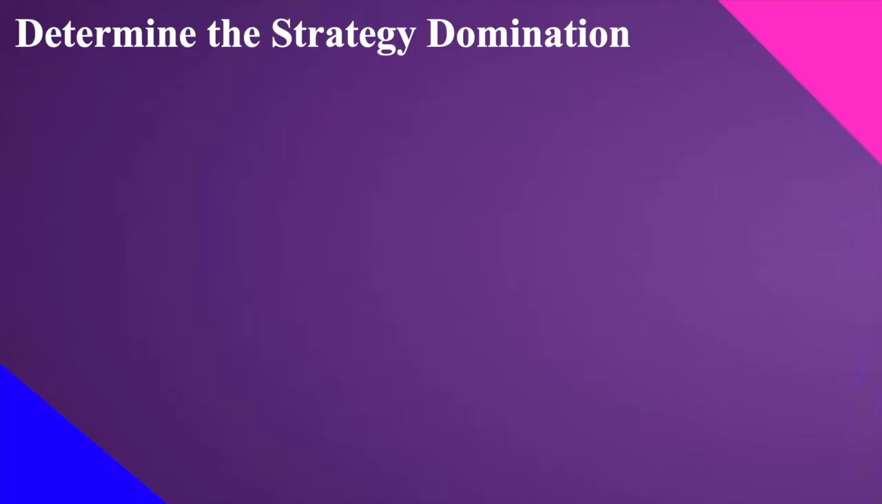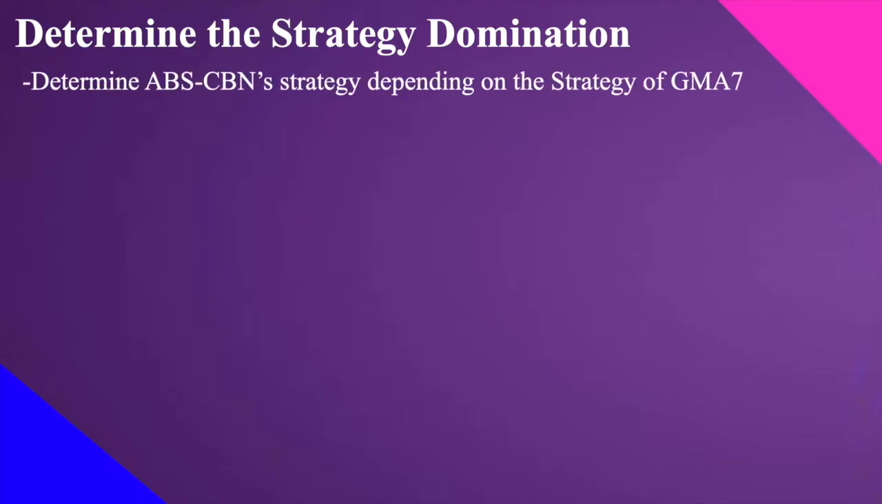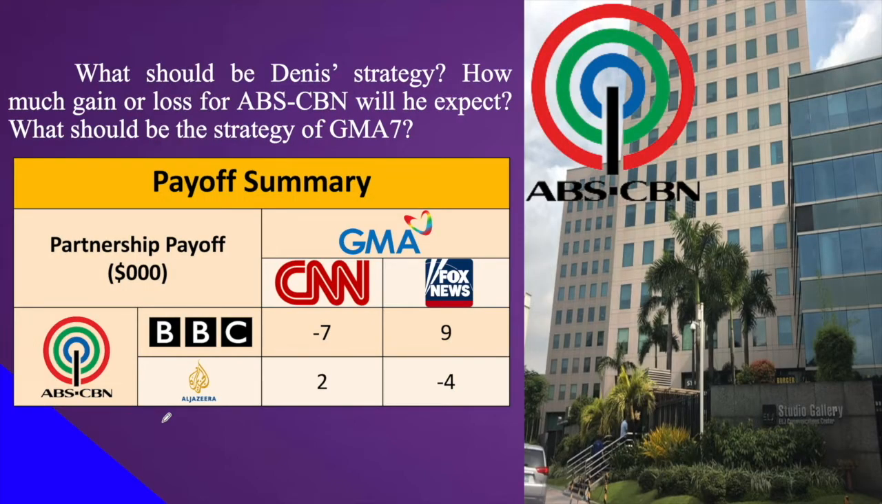Strategy domination muna tayo. So, first dyan is we should determine the ABS-CBN's strategy depending on the strategy of GMA7. Okay, ano ba yung dapat na maging strategy ni ABS-CBN? Depende doon sa strategy ni GMA7. So, let's go back to our payoff summary. Ito po siya. So, as you can see here, guys, if ever na si GMA7 nagpartner with CNN, pwedeng -7 or 2.